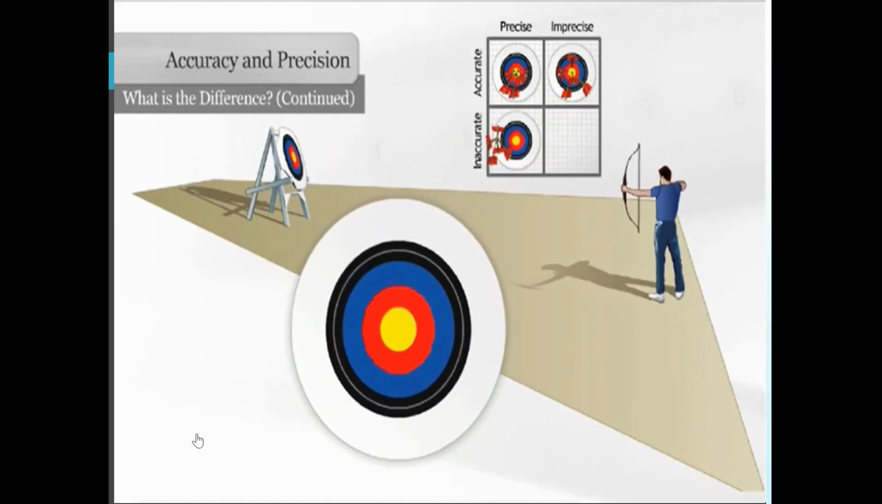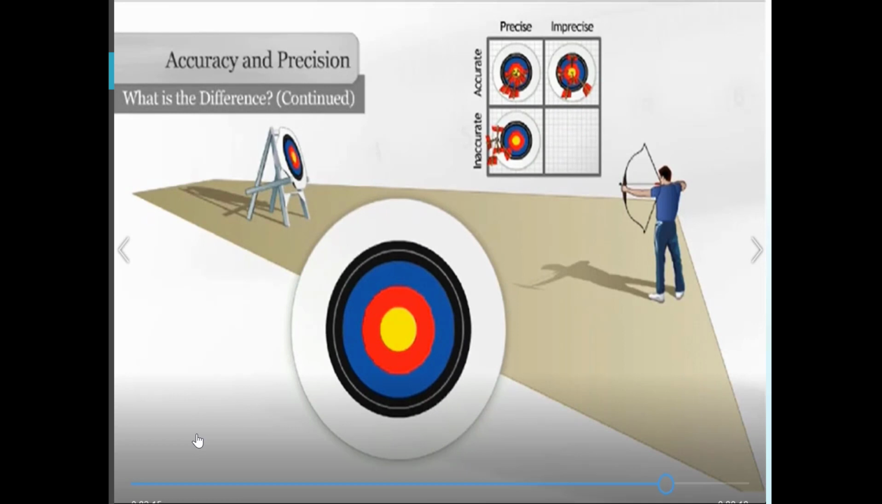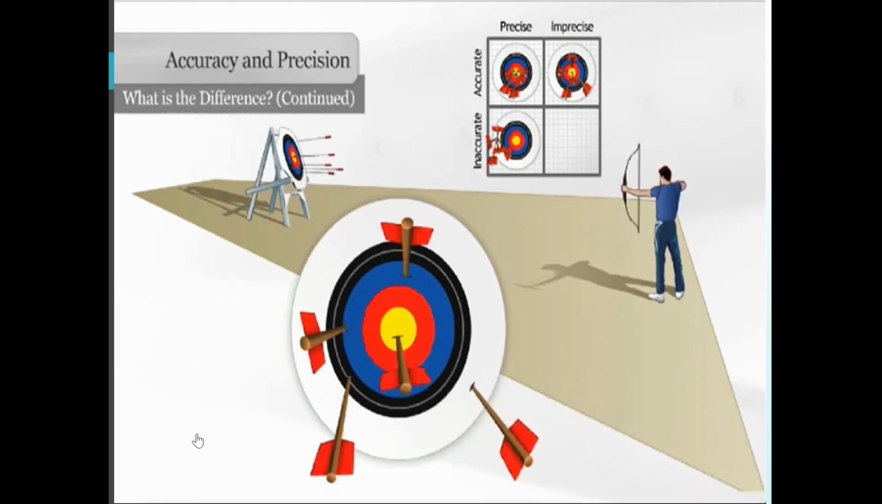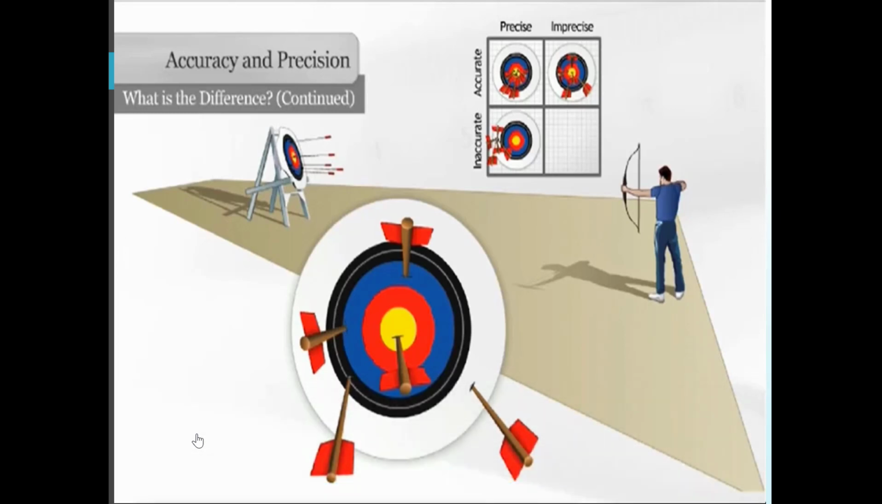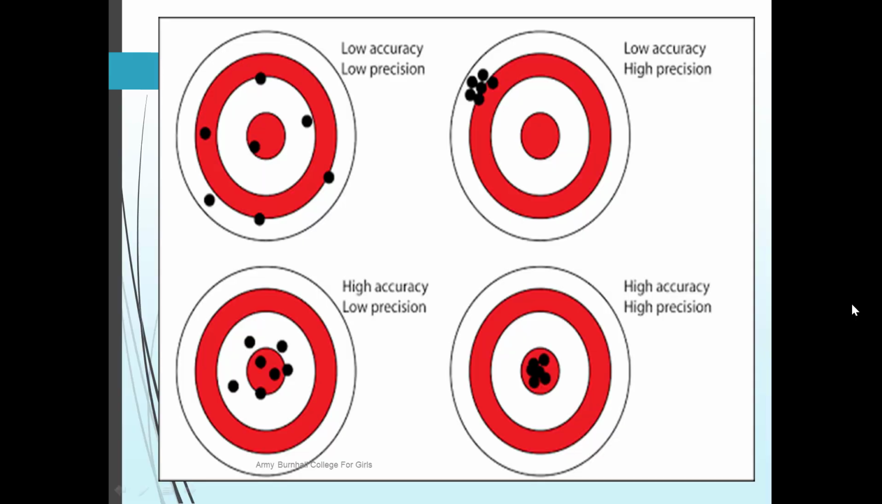And if unfortunately the target is missed all the time and we are hitting the wrong places, the arrows are not closer to each other or closer to the actual value, then what will happen? The reading will be inaccurate and imprecise. Okay, so this thing can be explained with the help of the start game as well.